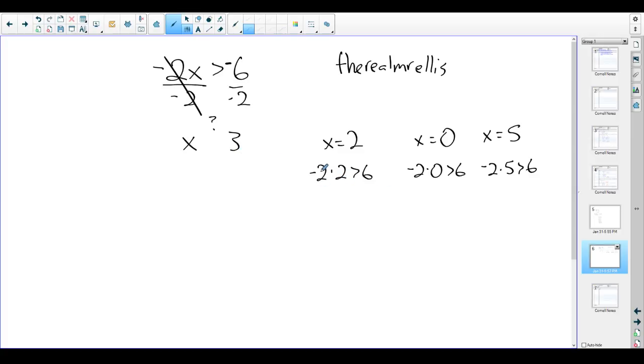Let's try it out. So negative 2 times 2 is negative 4. And is negative 4 greater than 6? Heck no. Negatives can't be bigger than positives.